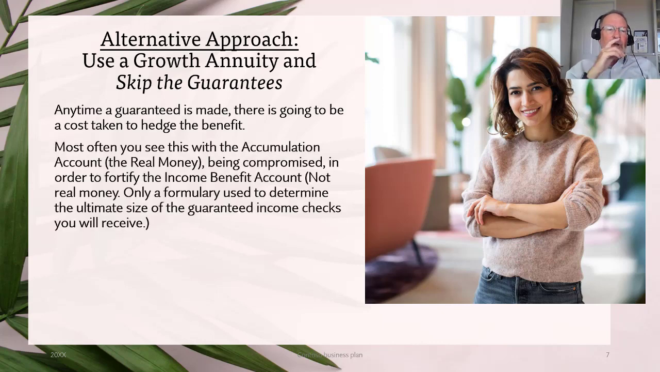Most often, you're going to see this with the accumulation account, the real money, being compromised in order to fortify the income benefit account. I'll explain this, which is not real money. The income benefit account is only a formulary used to determine the ultimate size of the guaranteed income checks you're going to receive. So I want you to think about this as two boxes on a sheet of paper. One is going to say your real money. This is how much your real money has grown to. This would be the growth factor of your real money. The other side is just a formulary, like what the teachers have. It's just how big did we grow the check?